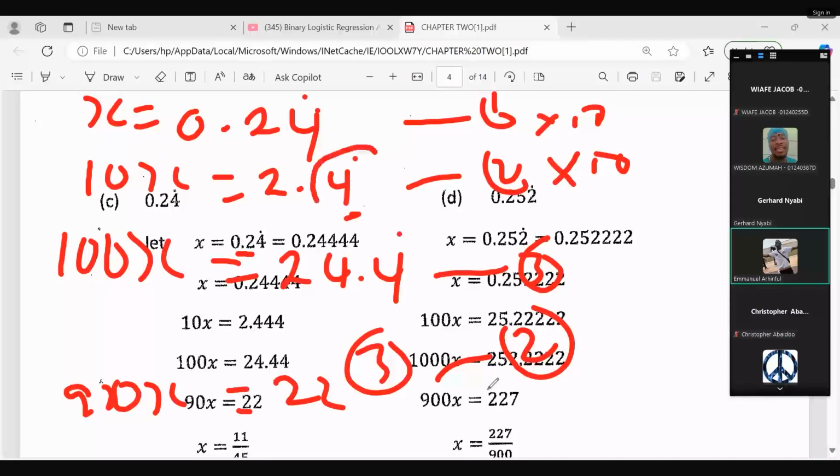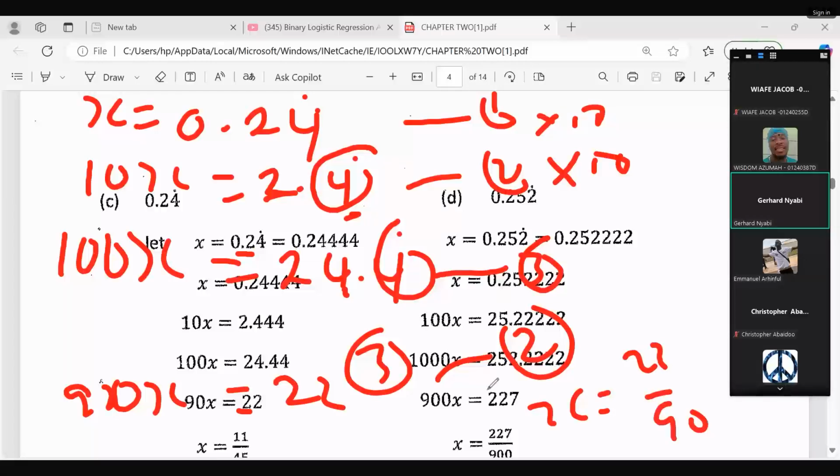Yeah, 22. This will take care of this. These two will reduce this by 2, so that will be 22. So you have 22 over 90 to be your x, equal to 22 over 90. So the procedure is no different from what is in D.